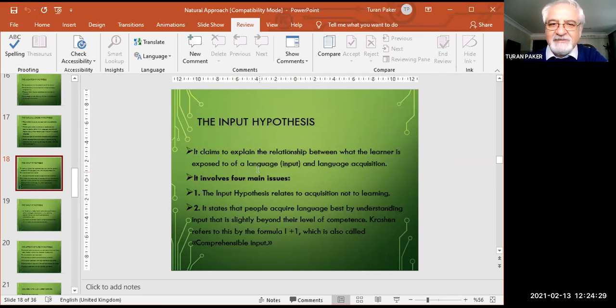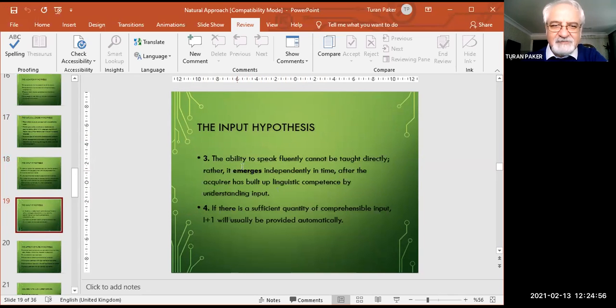It claims to explain the relationship between what the learner is exposed to of a language input and language acquisition. And it involves four main issues. These are: input hypothesis relates to acquisition, not to learning. It states that people acquire language best by understanding input that is just beyond their level of competence. Krashen refers to this by the formula of i+1, which is called comprehensible input.